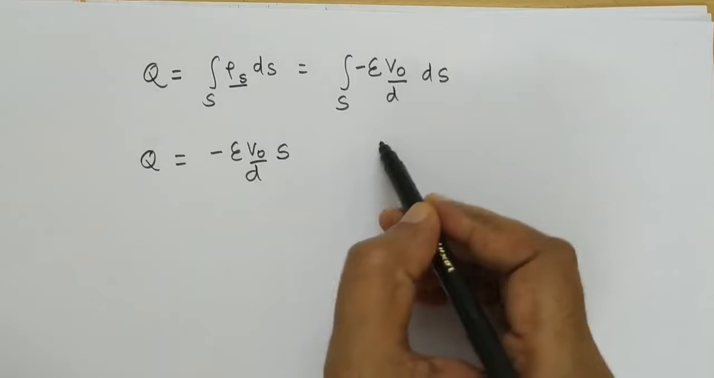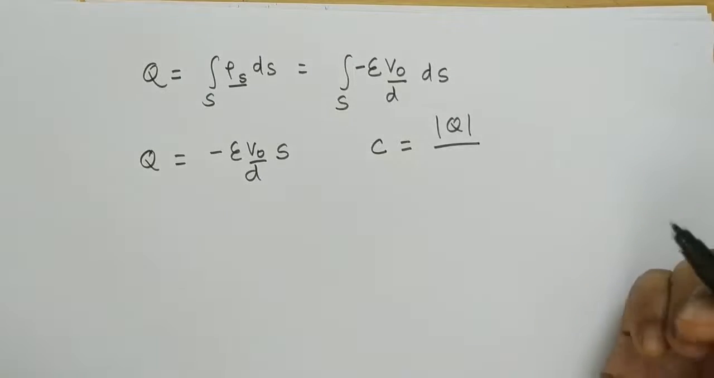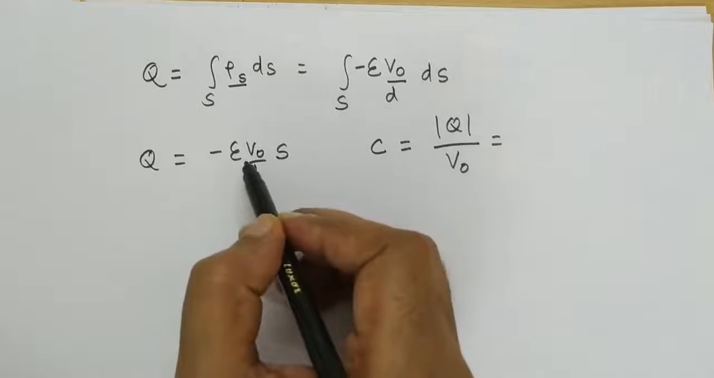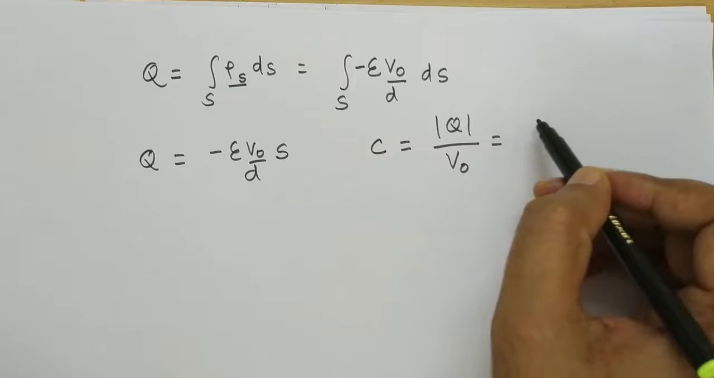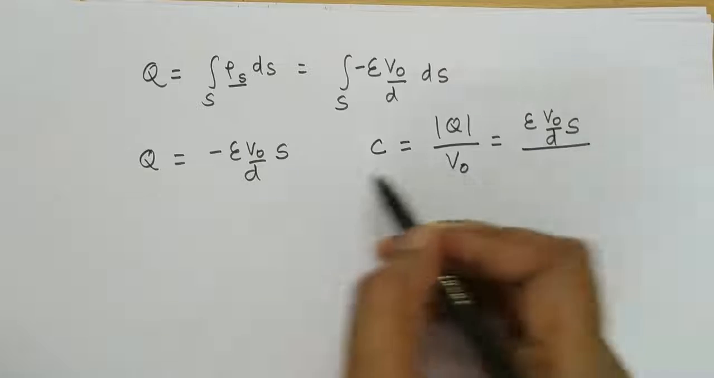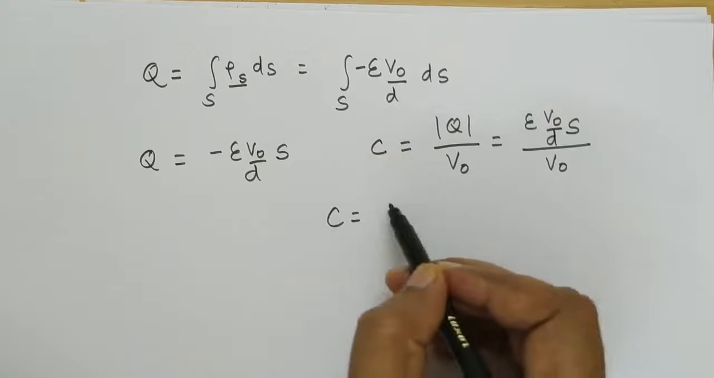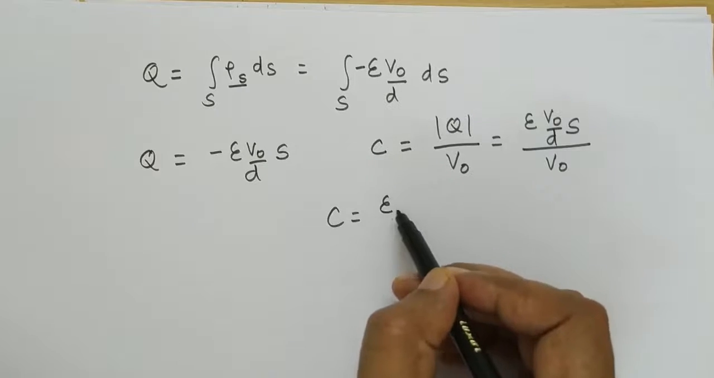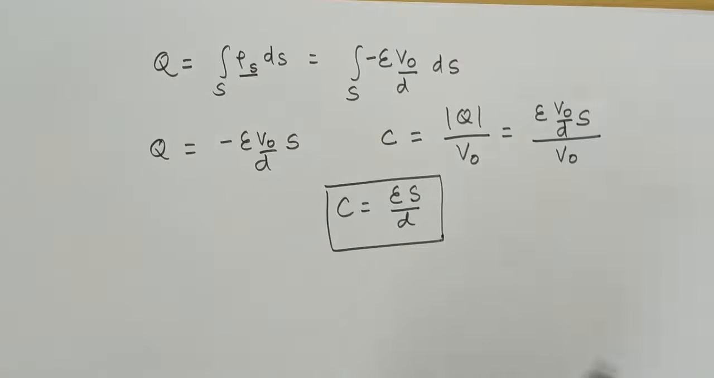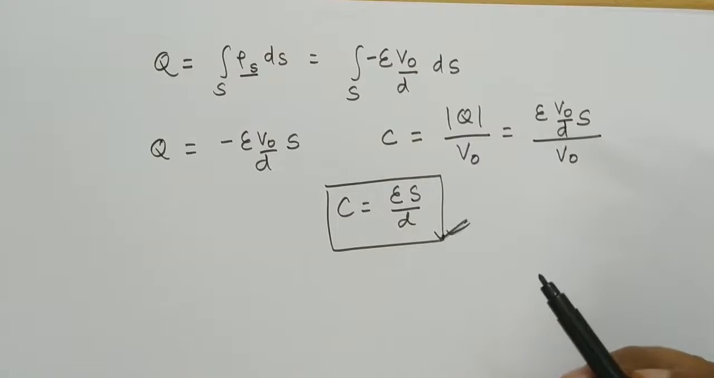The capacitance formula we know, that is the magnitude of charge divided by potential. So here the magnitude of charge will become epsilon V0 by d times S, divided by V0. By cancelling V0, we can calculate capacitance as epsilon S by d, which we have already calculated using a different method, and we have got the capacitance value as this.